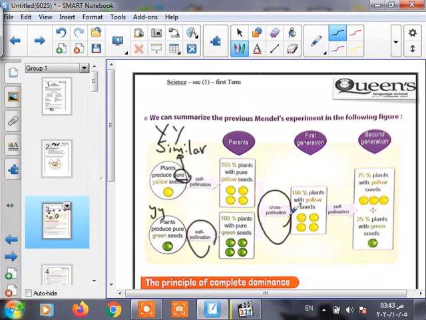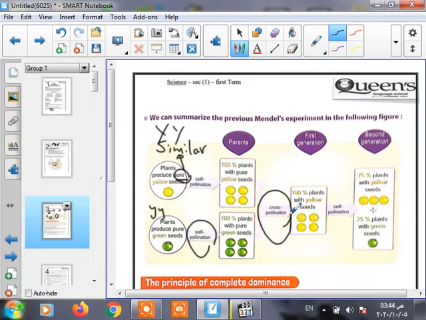Between the pure yellow and the pure green, what did he observe? That 100% of the plants were yellow. And this is the first generation. For the second generation, he found that the green appeared and the yellow appeared. The yellow has 75% and the green 25%. So the ratio of the yellow to the green is 3 to 1. How does this happen?